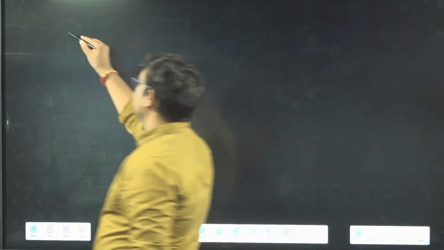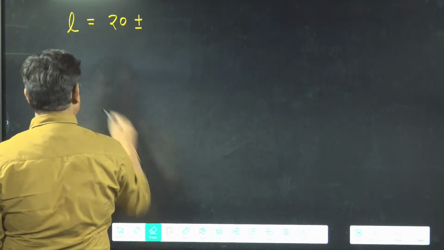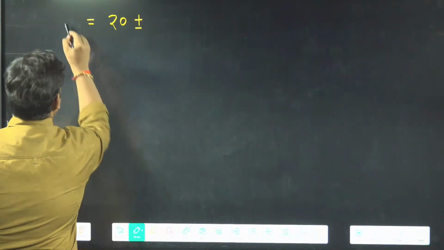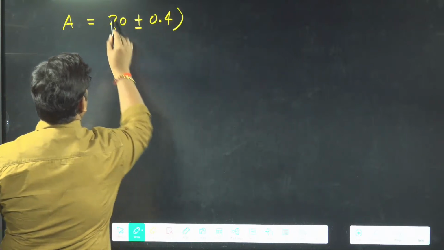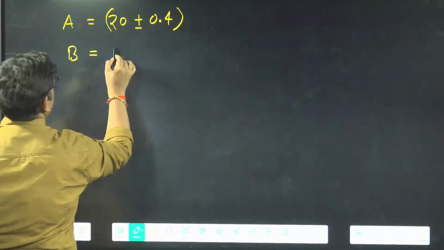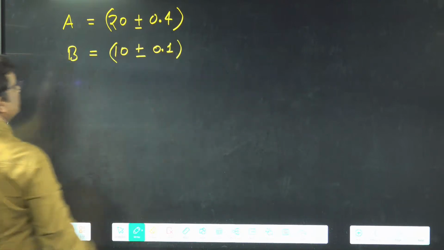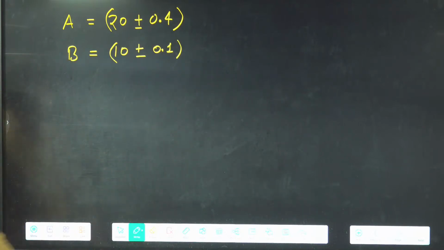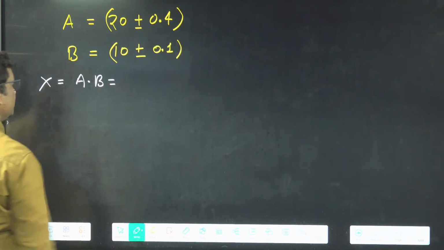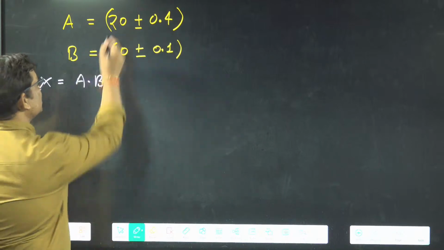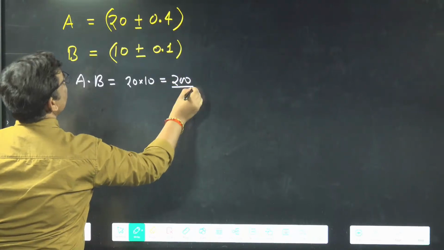Suppose this quantity A equals 20 plus minus 0.4 and B equals 10 plus minus 0.1. This is given to us. They're asking to find A dot B. So you know x equals A dot B. First of all we can find the magnitude. What is the magnitude of this? We can say the magnitude is 20 into 10, that is 200. Okay, we got this value.